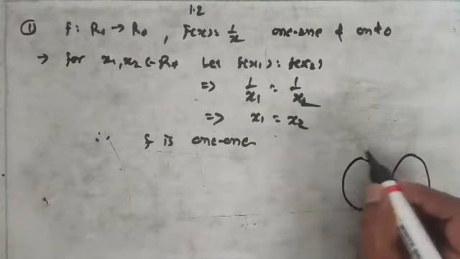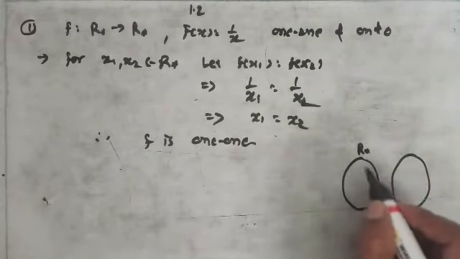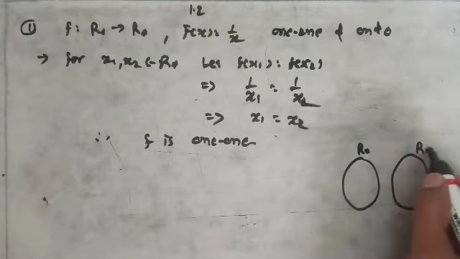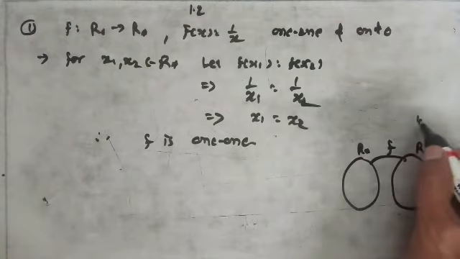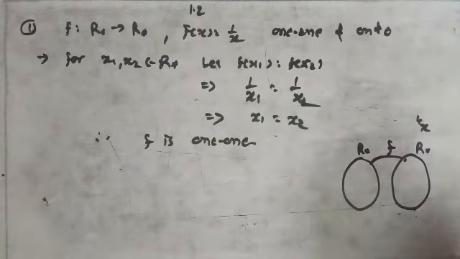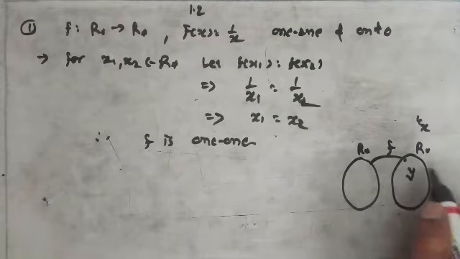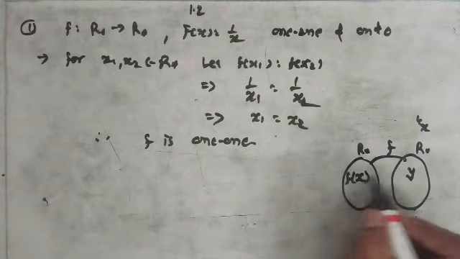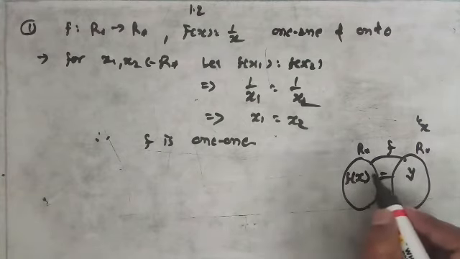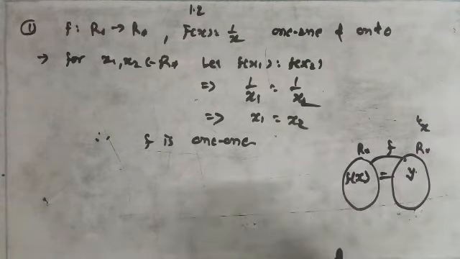For this, the domain is R star and the codomain is R star. For this relation f, the relation is given by 1 upon x. Here we prove that for all y belongs to R star, there exists x belongs to R star such that f(x) is equal to y.